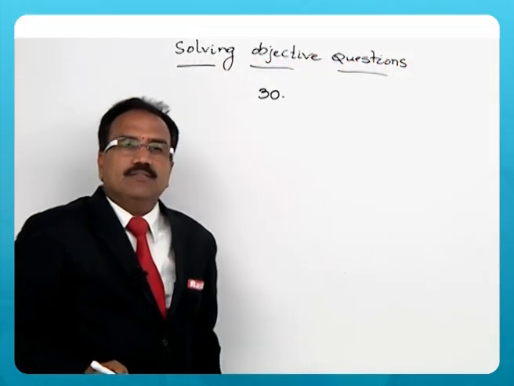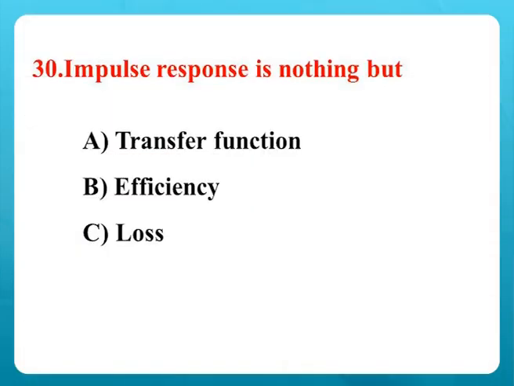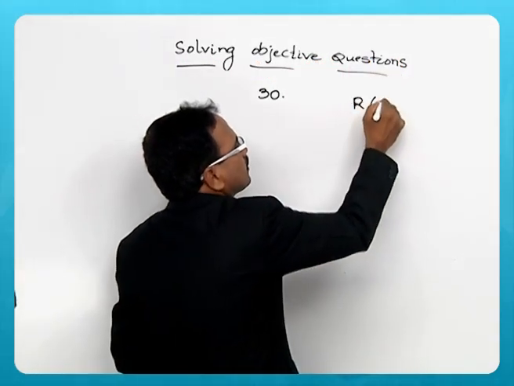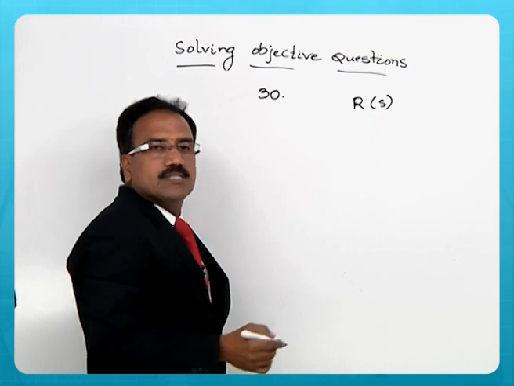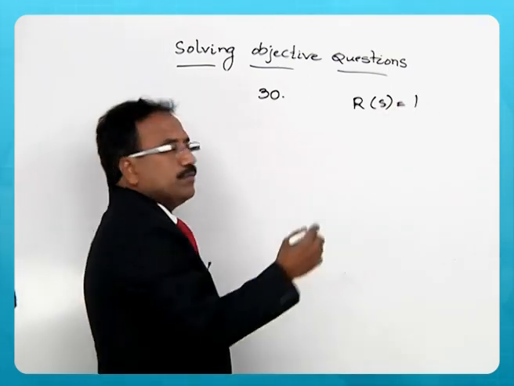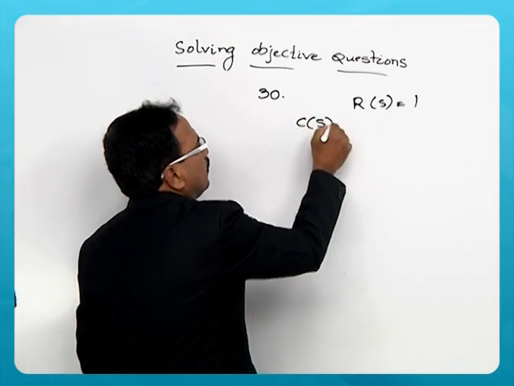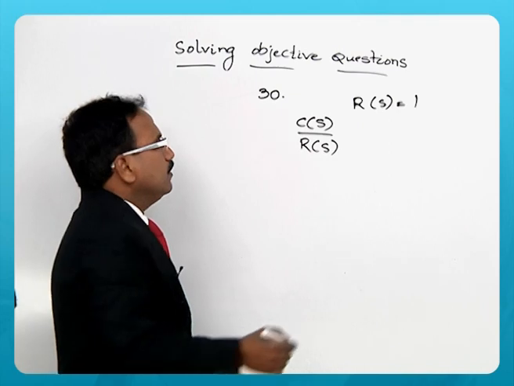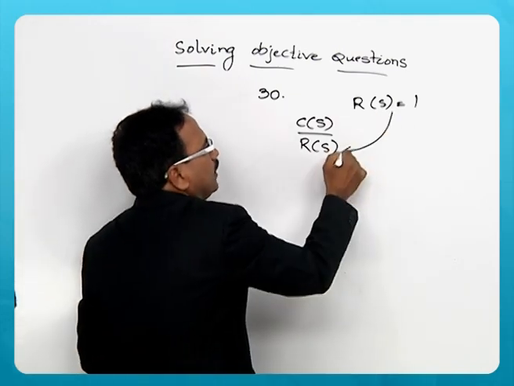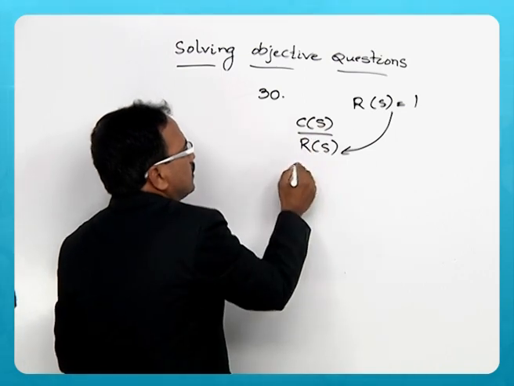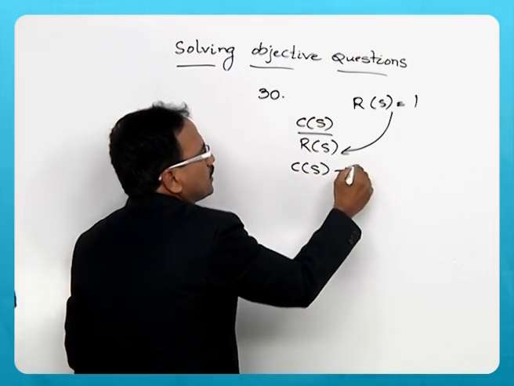Question number 30, impulse response is nothing but, as you know that if I say R of s for impulse, it is equal to 1. The transfer function is known as C of s by R of s. So when I say R of s is equal to 1 here, then this C of s is nothing but impulse response.